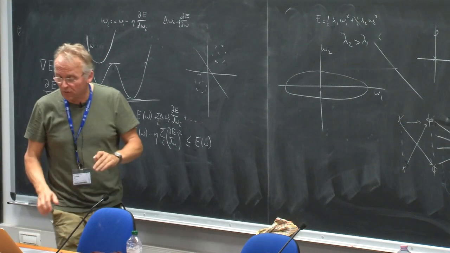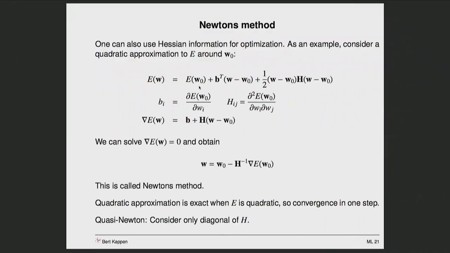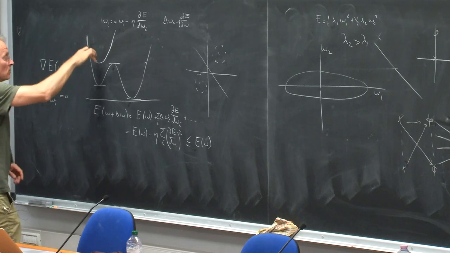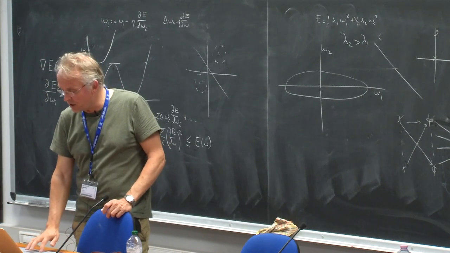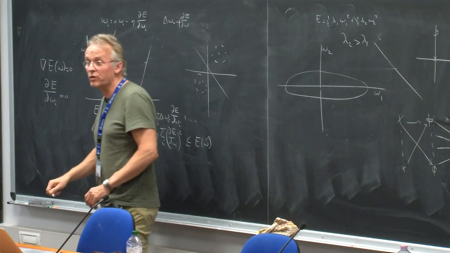So how does that work? W0 is this point. We're going to approximate the cost locally by a second order Taylor expansion. So we say E(W) is E(W0) plus a linear term where B is the gradient, plus a second order term where H is the Hessian. So we do a second order expansion. And now, in this approximation, we're going to set the gradient equal to zero. We're going to look for that point.